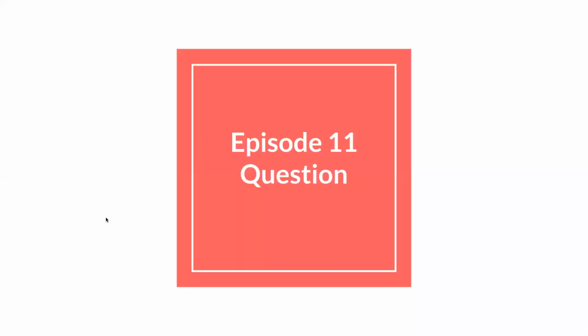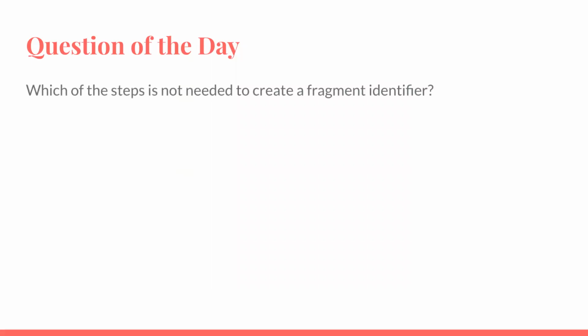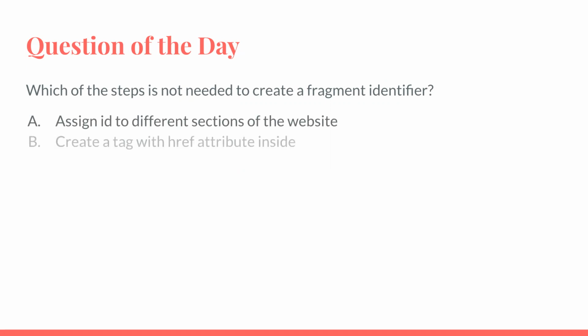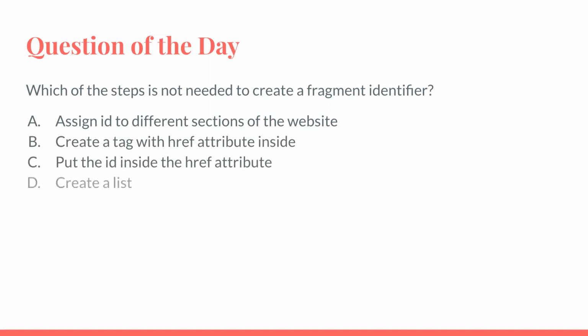Okay, now here is our question for episode 11. Which of the steps is not needed to create a fragment identifier? A, assign an ID to different sections of the website. B, create an a tag with the href attribute inside. C, put the ID inside the href attribute. D, create a list. Feel free to put the answer in the comment section.